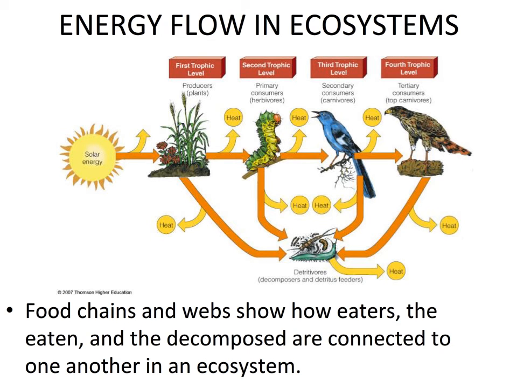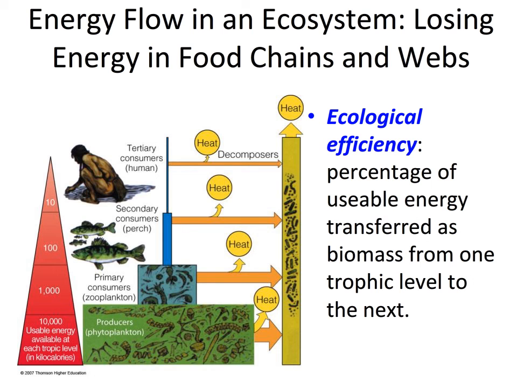Energy flow in ecosystems. Food chains and webs show how eaters, the eaten, and the decomposed are connected to one another in an ecosystem. Energy flow in an ecosystem, losing energy in food chains and webs. Ecological efficiency: the percentage of usable energy transferred as biomass from one trophic level to the next.